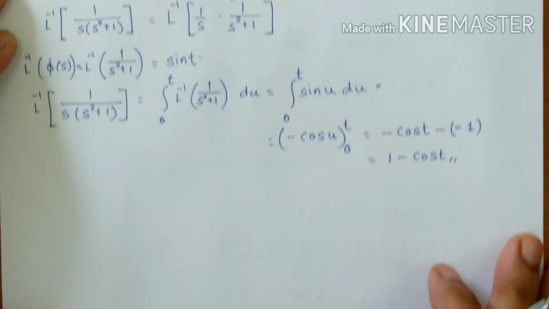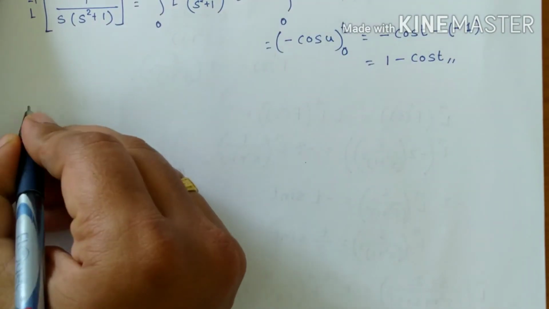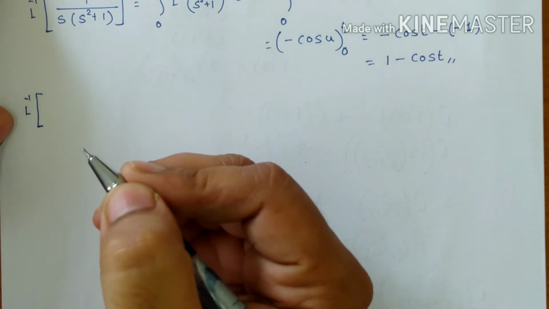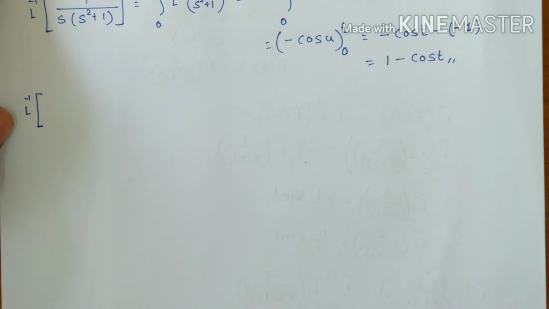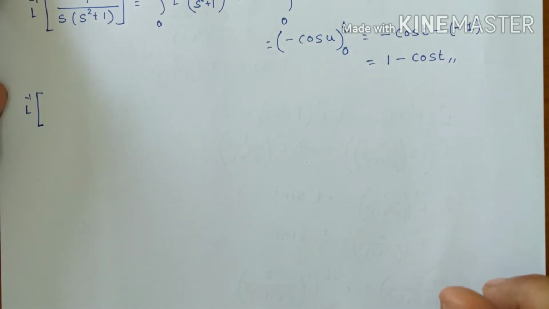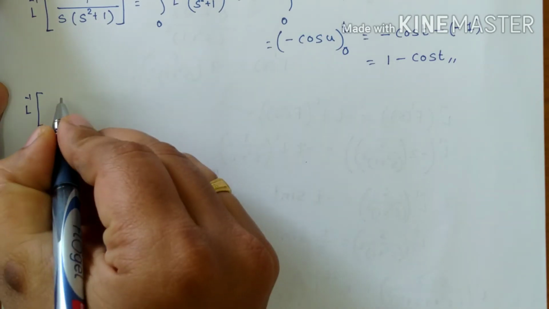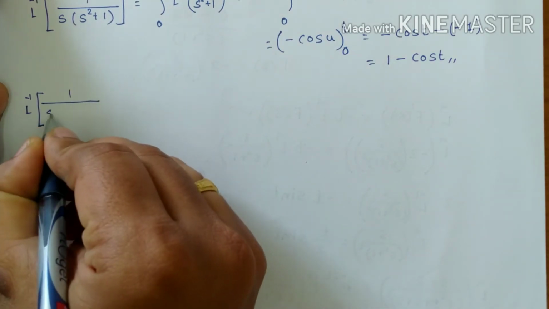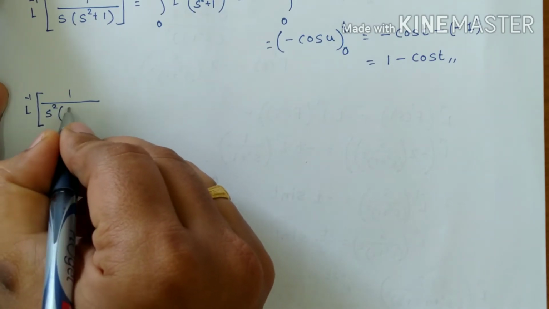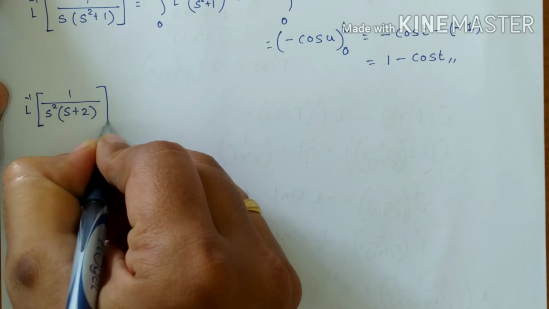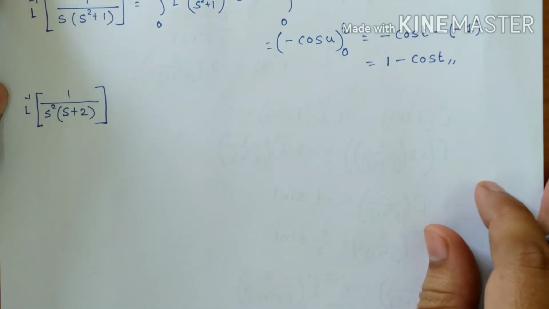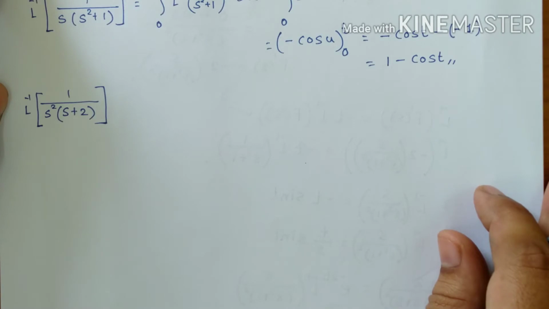Another problem we would like to discuss: find the inverse Laplace transform of 1 upon s square into bracket s plus 2. One upon s square into bracket s plus 2. Okay. Now, how to solve this?